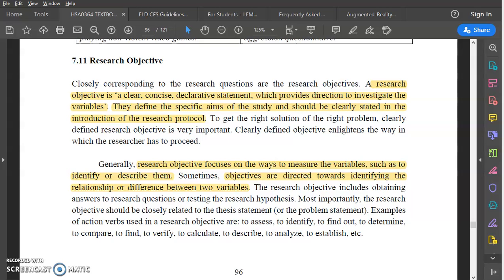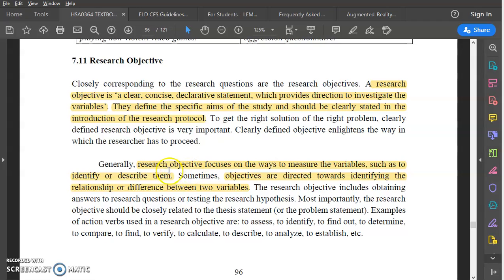We have 2 more topics, so we start with research objective. The last 2 topics are not that difficult to understand. Research objective is basically defined in your book clearly. It says here, research objective is a clear, concise, declarative statement which provides direction to investigate the variables. So what they do is they define the specific aim of the study, and then the aim should be clearly stated in the introduction of the research protocol.